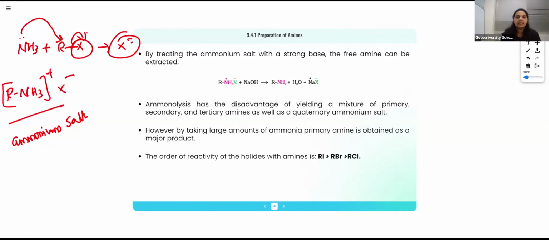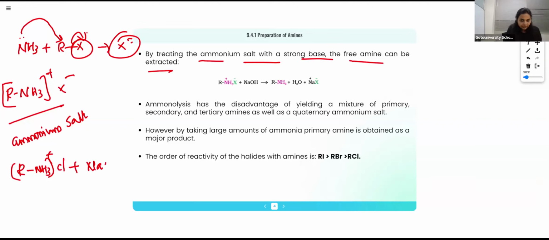Now, by treating this ammonium salt with a strong base, the free amines can be extracted. So this is the ammonium salt, we got it, right? Then what will happen? This ammonium salt, RNH3 plus, reacts with the base.